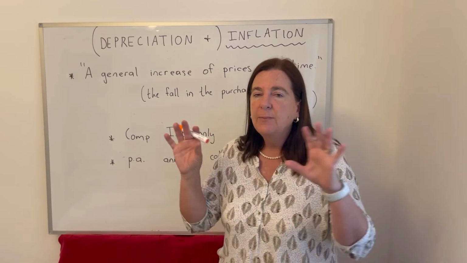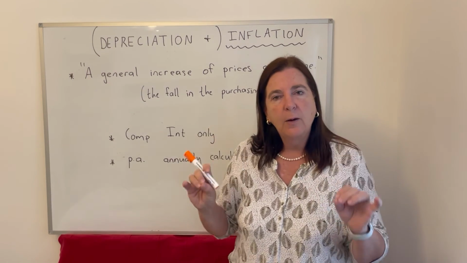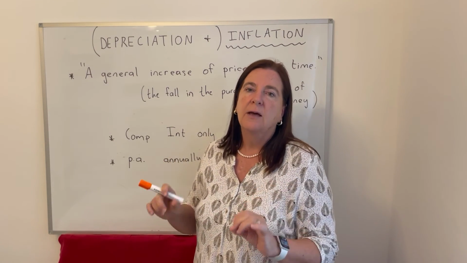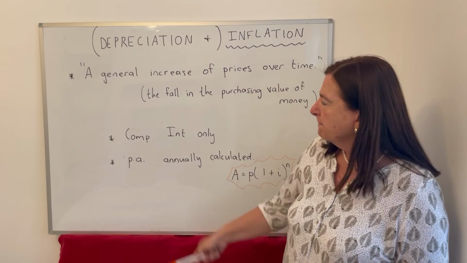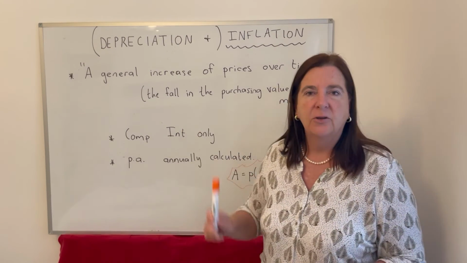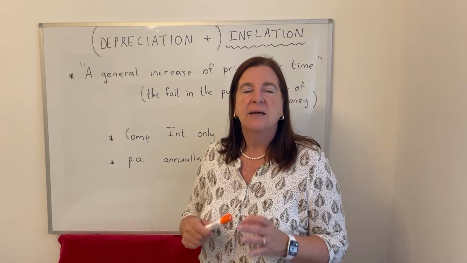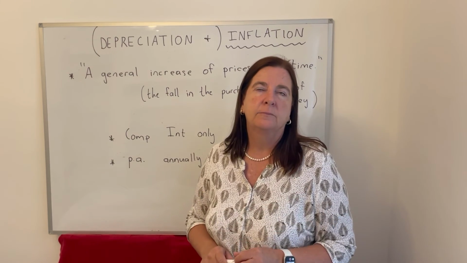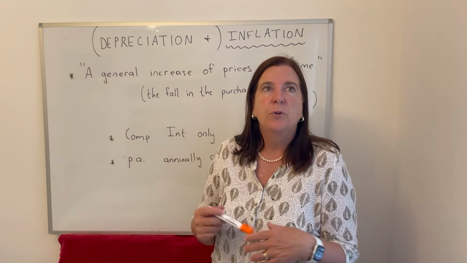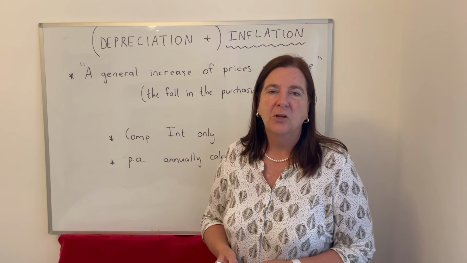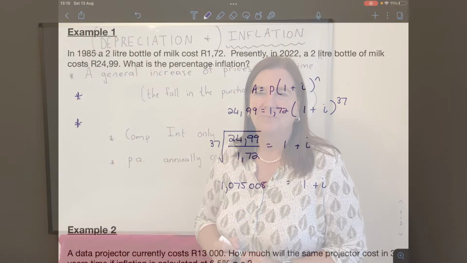Obviously, there are many, many other ways of looking at it, but for our purposes at grade 11 level, these are two very important points. Compound interest only and calculated annually. Sorry, the interest rate is per annum compounded annually. Okay, now let's do some examples.